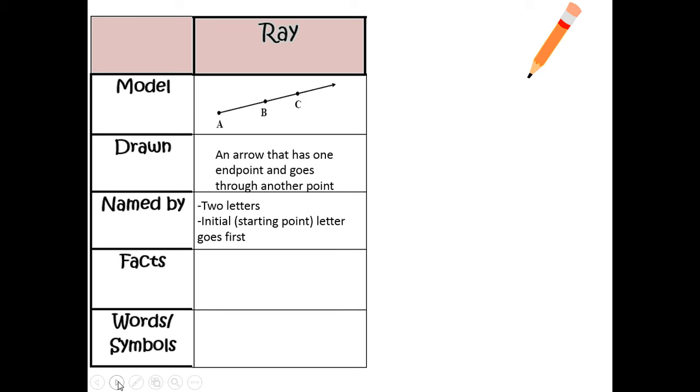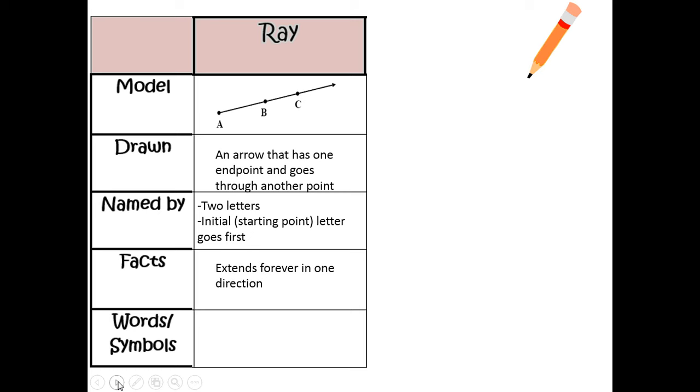It's always going to be named using just 2 letters though. Even though this ray has 3 points on it, we only use 2 letters to name a ray, just like we use 2 letters to name a segment and 2 letters to name a line. The letter you start with though can't be mixed around. This one has to use the initial or starting point letter going first to signify that it's starting at A and going through other points here.